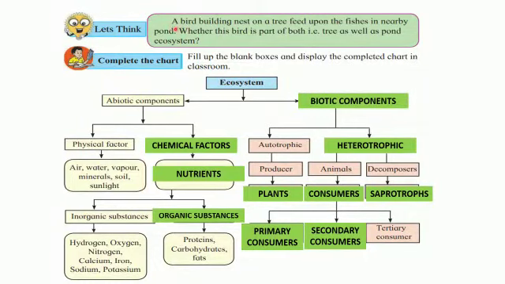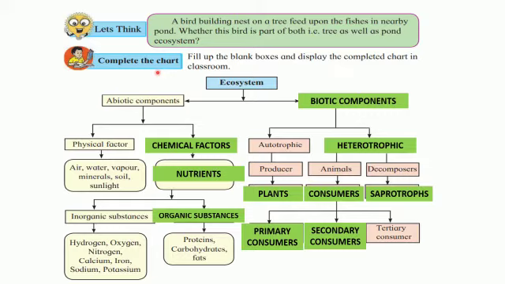Earlier we had talked about this activity that a bird building a nest on a tree feeds upon fishes in the nearby pond. Whether this bird is a part of both, that is, the tree as well as the pond ecosystem. So we had said that the bird visits a lake for getting fish as its food. So the bird will be a part of both the tree as well as the lake ecosystem. Now we have to complete this chart here.